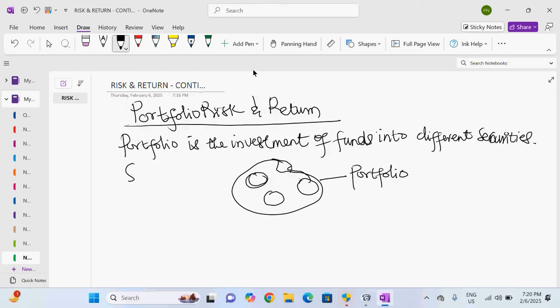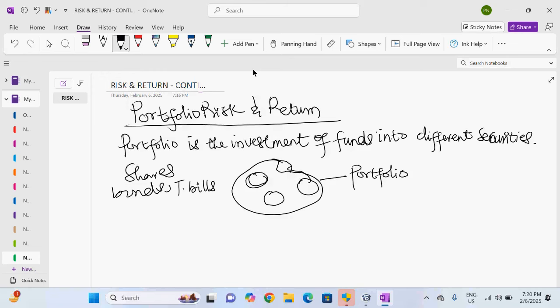So what are some of the securities? We have shares, bonds, and then what else? Bills, T-bills and whatnot. All these form part of the portfolio. So that is basically what a portfolio means.